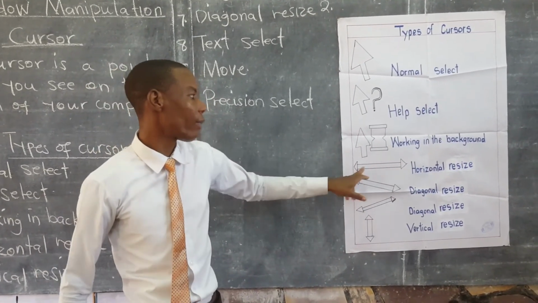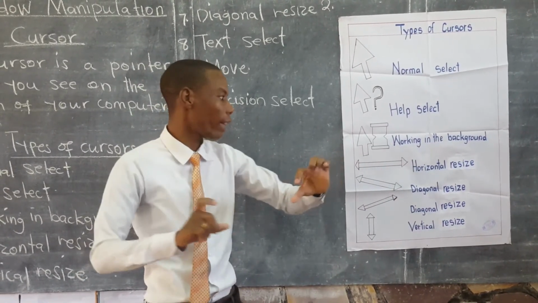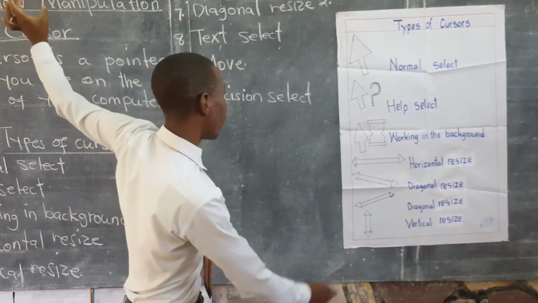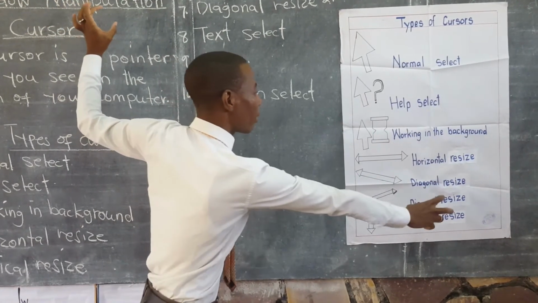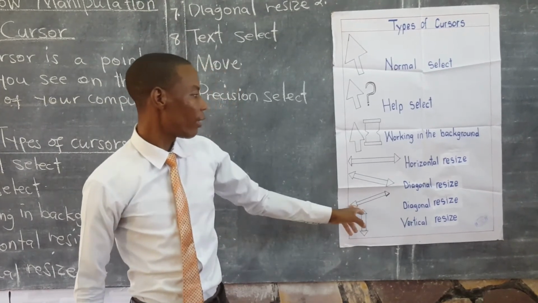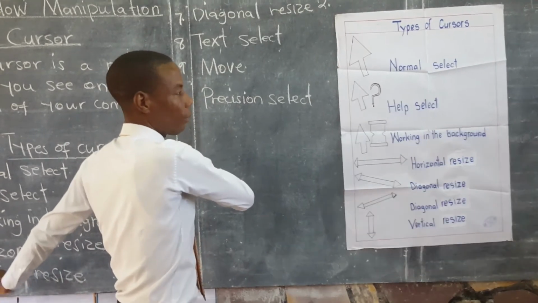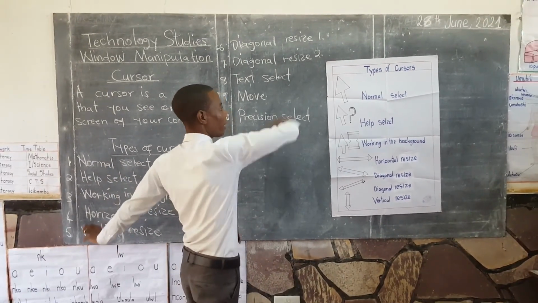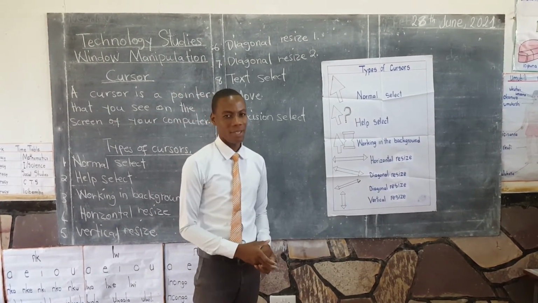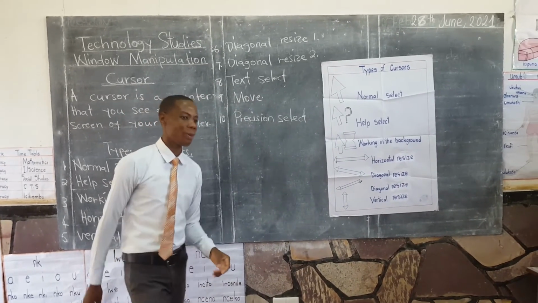Then horizontal resize has arrows at both ends, horizontally like that. Then diagonal resize one, from the top left corner to the bottom right corner, or from the bottom right corner to the top left corner. Then diagonal resize two, from the top right corner to the bottom left corner, or from the bottom left corner to the top right corner. Then the vertical resize. There are others which I want to show you physically on the computer.